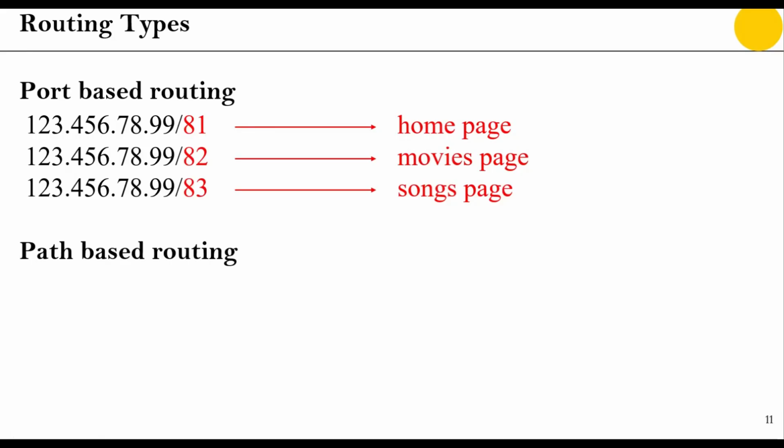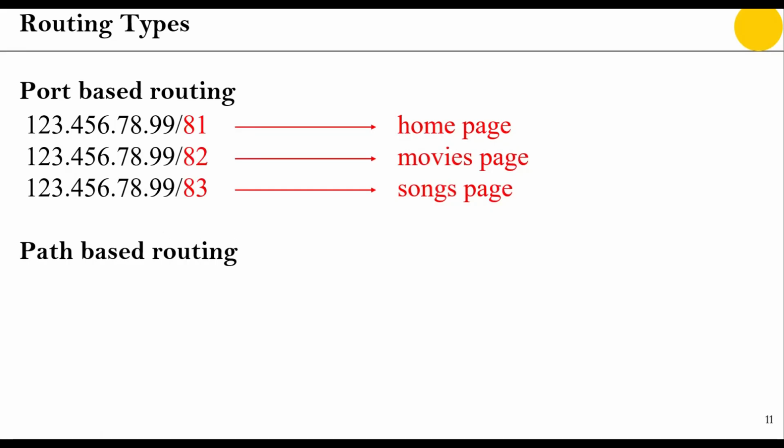But what is the problem with port-based routing? Every time you have to ask your end users or the application users to change the port number so that they can access that individual specific page, which is a complex process in real-time scenarios. And to overcome this, we have another concept called path-based routing.